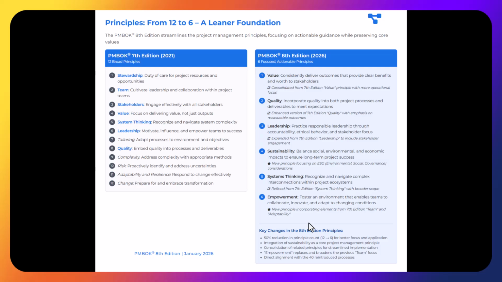So we're going from, like I said, from 12 to 6. It's going to be leaner. Let's see what we learn. Then they update the principles, 50% reduction there.